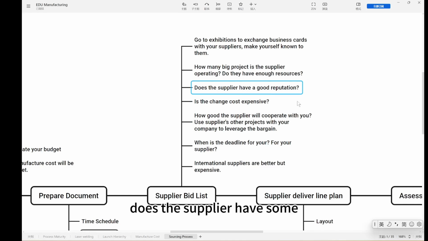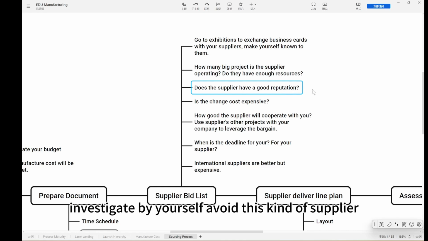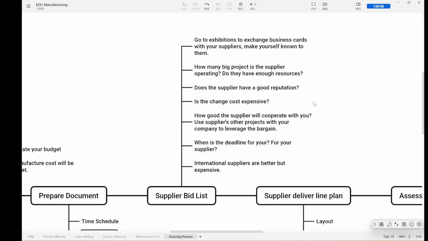Does the supplier have some terminated projects with their clients? Do they have a lot of legal conflict with their clients? Investigate by yourself. Avoid this kind of supplier.